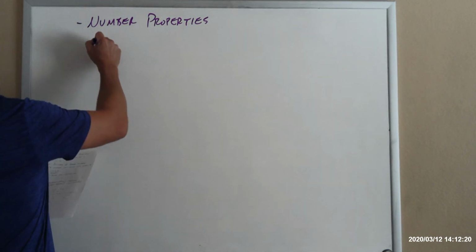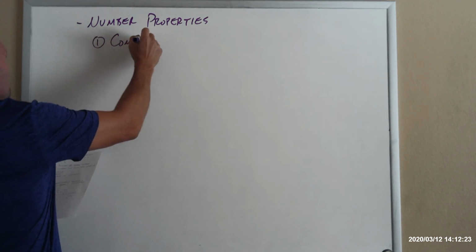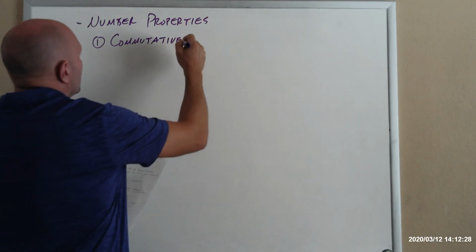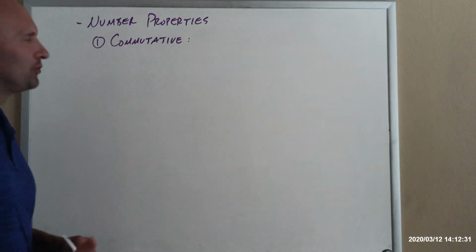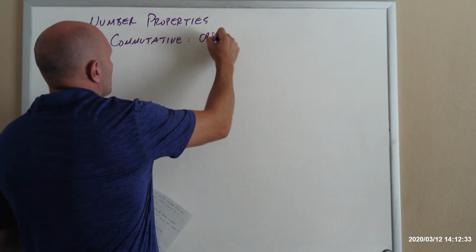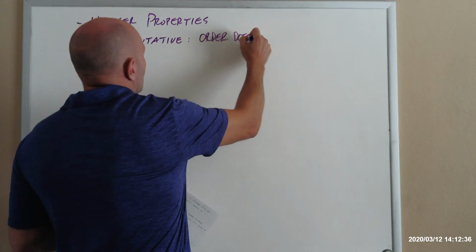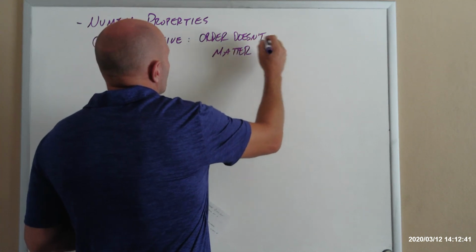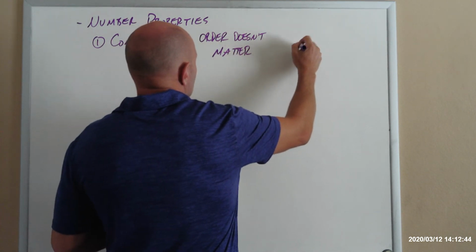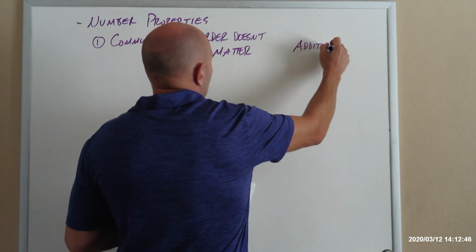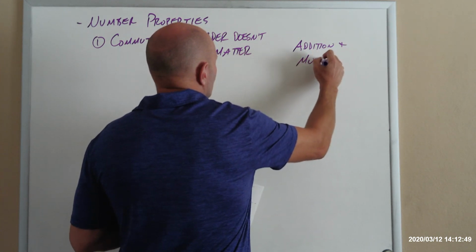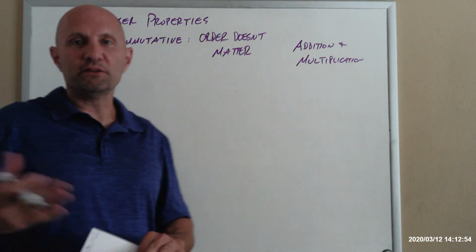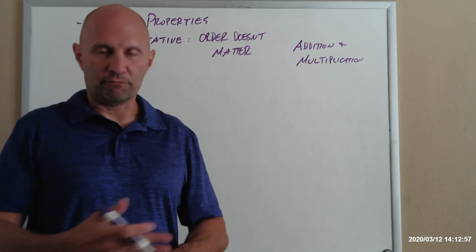So the first is what we call commutative. And what this means is that the order doesn't matter. And this is for addition and multiplication only. So 2 plus 3 is 5, 3 plus 2 is 5. Order doesn't matter.